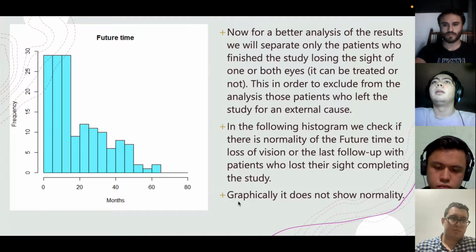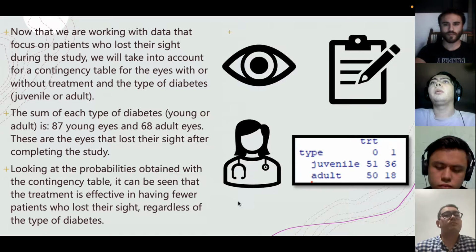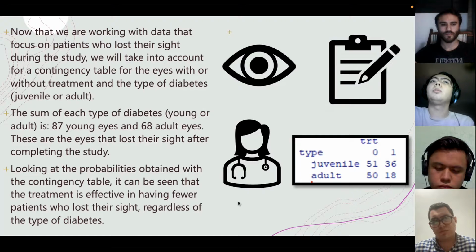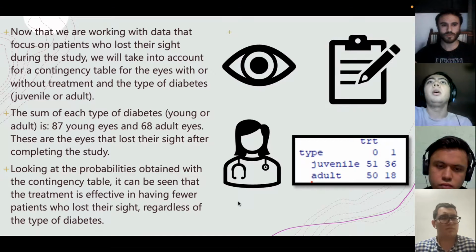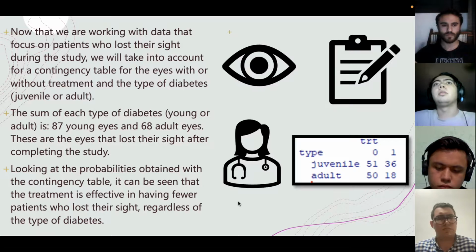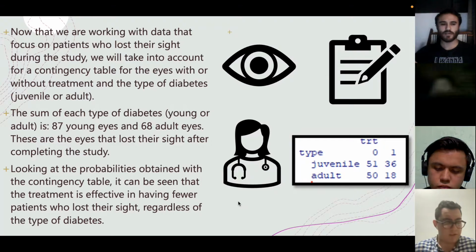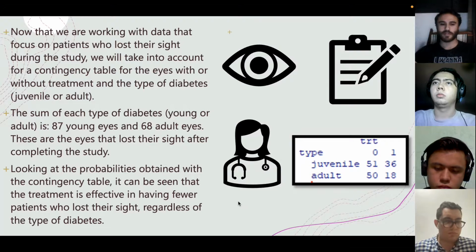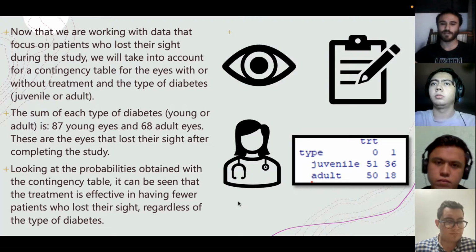Now that we are working with data that focus on patients who lose their sight during the study, we will take into account a contingency table for eyes with or without treatment and the type of diabetes, juvenile or adult. In this contingency table, the sum of each type of diabetes, young or adult, is 87 young eyes and 68 adult eyes. These are the eyes that lost their sight after completing the study. Looking at the probabilities obtained with the contingency table, it can be seen that the treatment is effective, having fewer patients who lost their sight regardless of the type of diabetes.